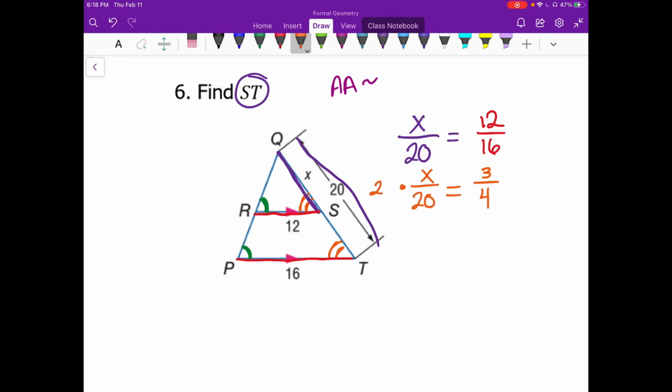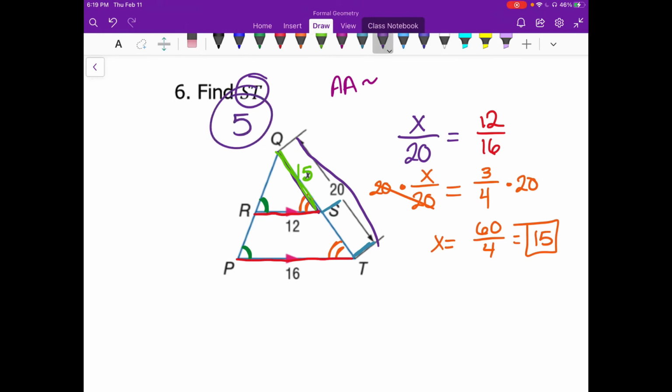Multiply by 20 on both sides to counteract that division. So I get x is equal to 60 over 4, which reduces to 15. So x is 15. Now back to actually answering the question. The question is asking for ST, which is this portion right here. Well, I just found out that x is 15, which means that that missing portion ST has to complete that 20, so ST is 5.